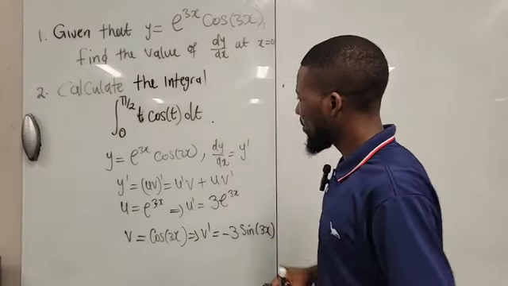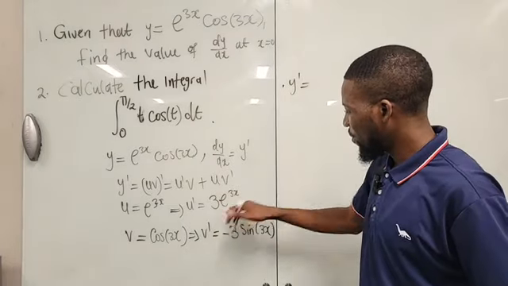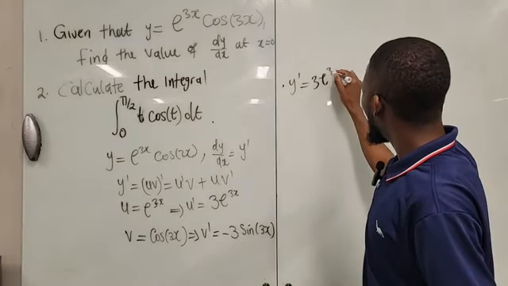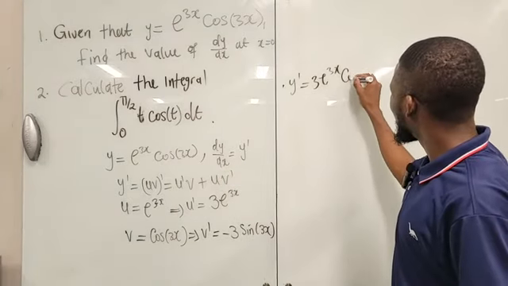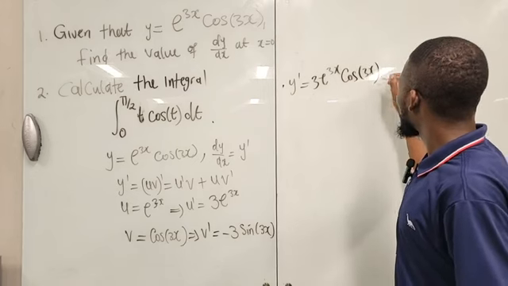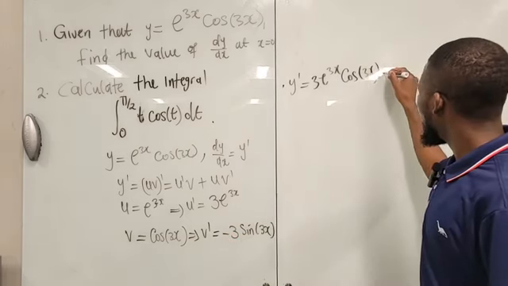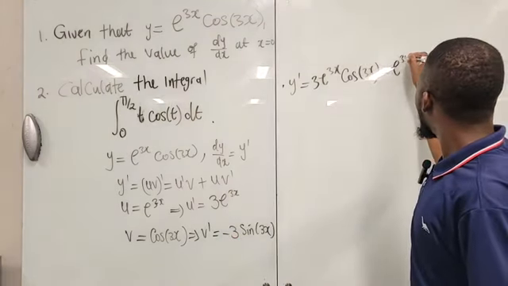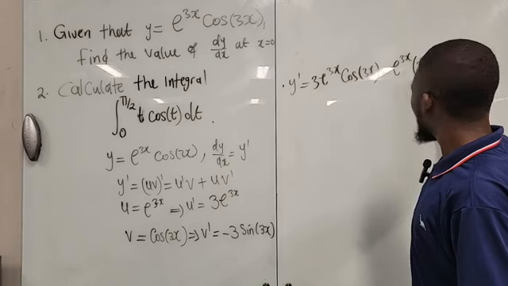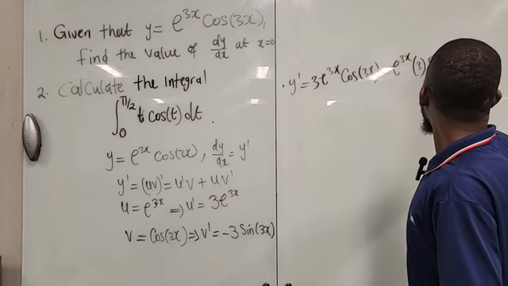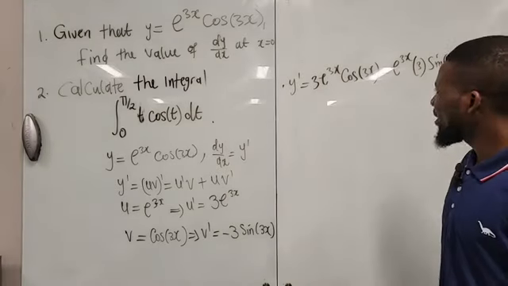Okay, so on this end, I will say therefore y prime is equal to the derivative of u, that is 3 e to the power 3x, and then we leave cosine constant, so this is cos 3x. Since we have a negative from the derivative, I will say minus, and we keep e to the power 3x constant and put our derivative here, which will be 3 sine 3x, in that order. So that is the derivative.